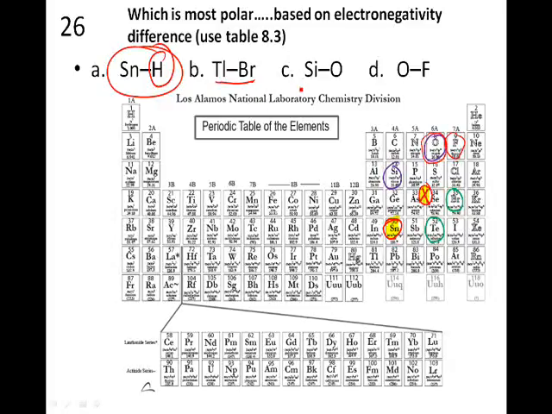I circled Te over here. I should have circled Tl and Br. Silicon and oxygen. And D, oxygen and fluorine.